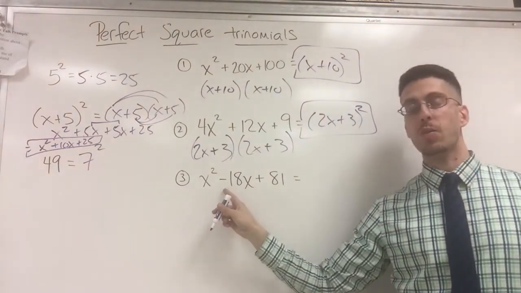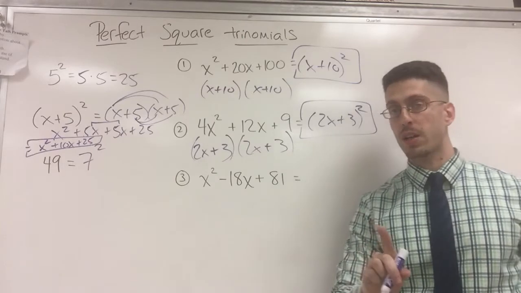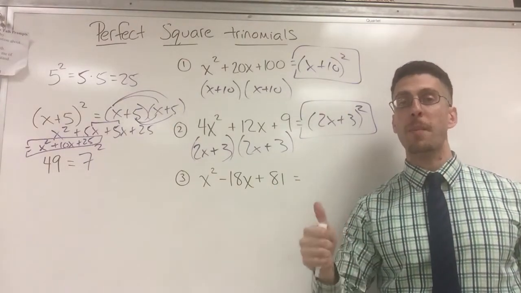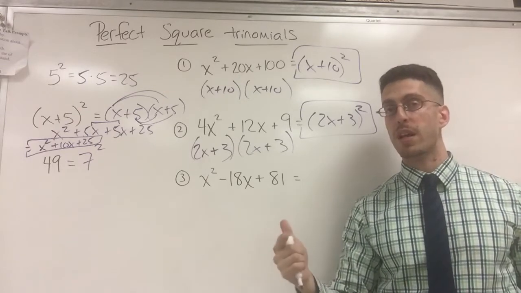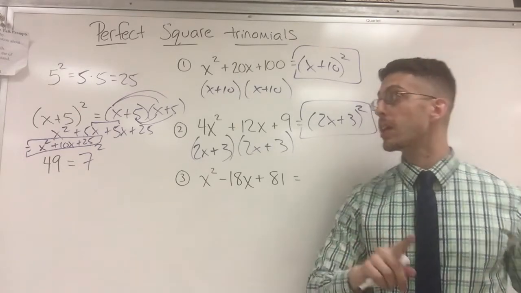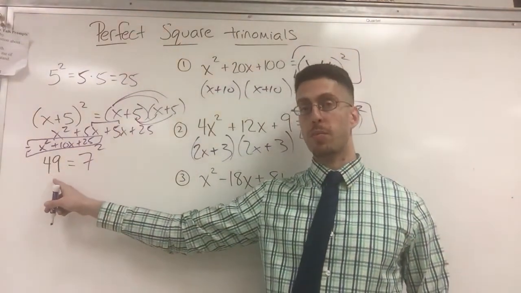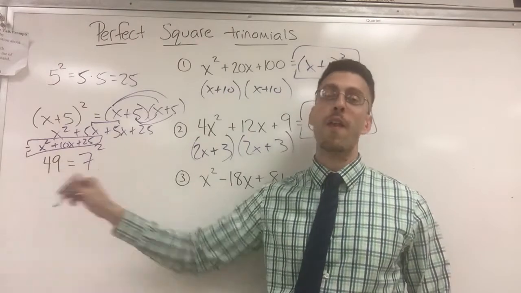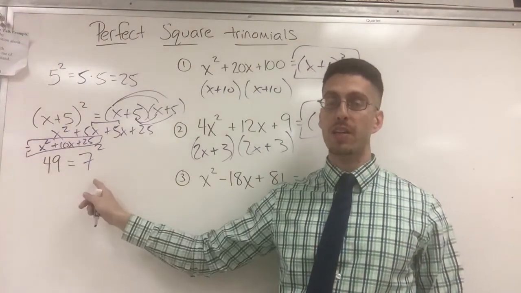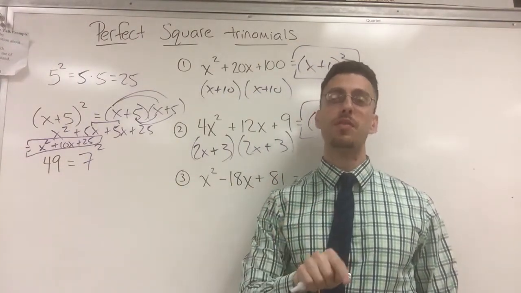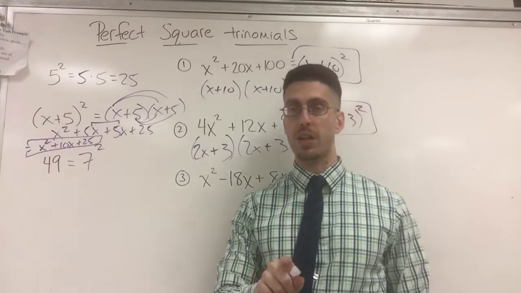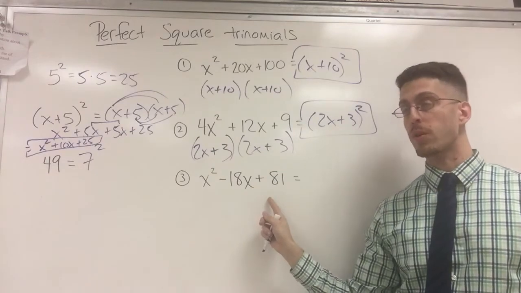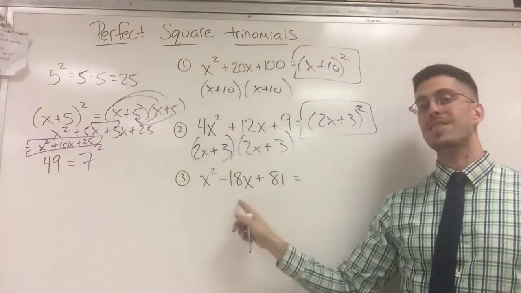A minus sign. What? Don't worry about it. Here's why. Perfect squares are always positive because a number times itself, whether it's positive or negative, will always be positive. Positive 7 times positive 7 gives me 49, and negative 7 times negative 7 also gives you positive 49. So your third term is always going to be positive if it's a perfect square trinomial. The middle term, though, doesn't matter.